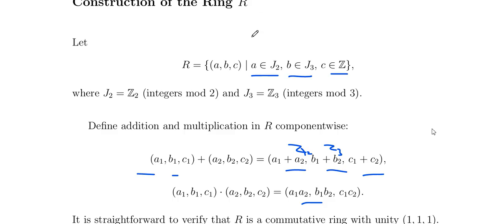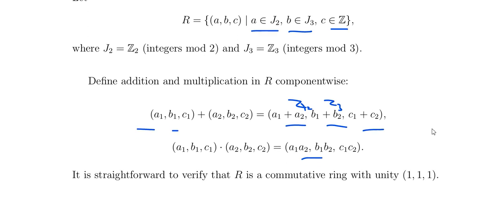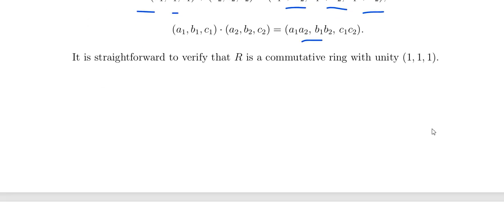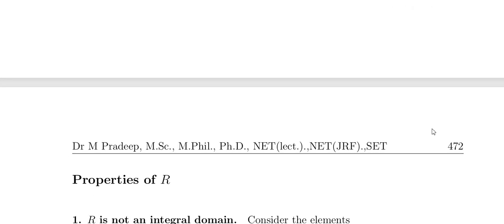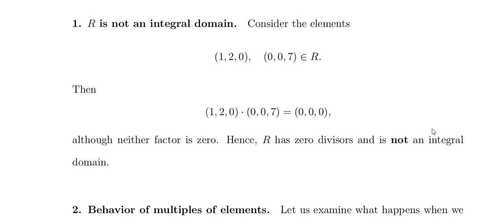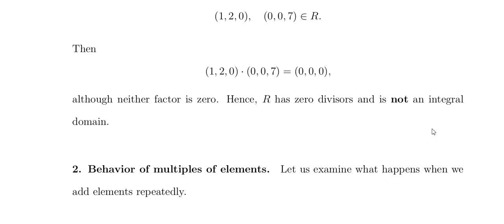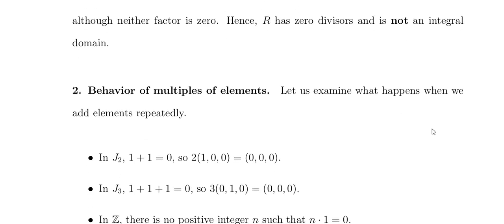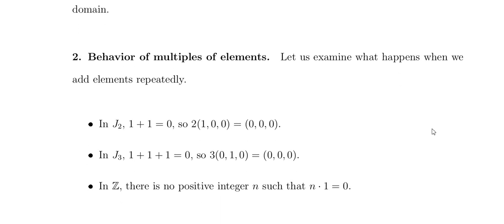So R is a commutative ring with unity. We can verify easily that this is a commutative ring with unity. The unity is (1,1,1), and because the multiplication is defined like that, this is not an integral domain, because if you multiply two non-zero elements you get 0, so zero divisors exist.